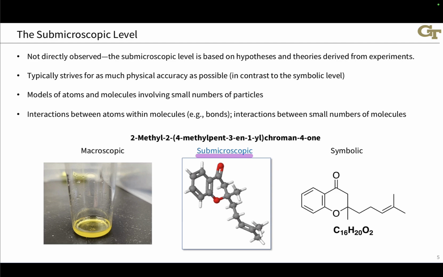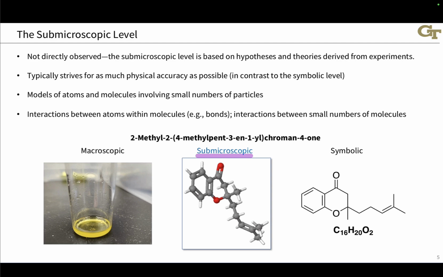So we often represent bonds as sticks and atoms as spheres, and maybe the distance between the atoms tries to model the actual lengths of bonds in the actual substance. The way atoms are connected reflects what we know about how atoms are connected from experimental evidence. And so there's not a lot missing here. We're striving for physical accuracy as much as possible in this representation. You'll see even more detailed submicroscopic representations that look at, for example, electron density, where electrons are located in a molecule like this. That starts to get a little visually busy, but that is part of the submicroscopic level.